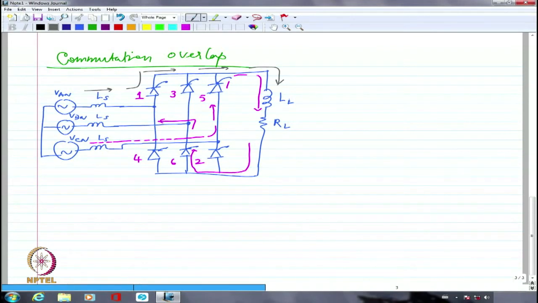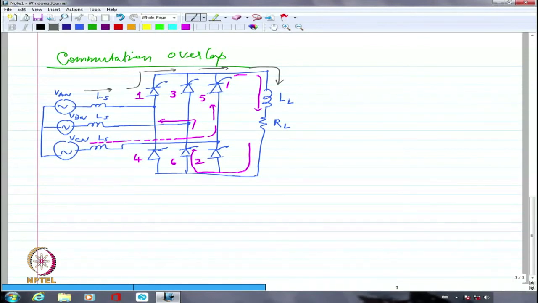Right? So commutation overlap will come into picture only under a couple of situations. The major one is source inductance has to be there. If source inductance is not there, there is no question of commutation overlap. And the second one is the load current has to be continuous. If the load current is not continuous, who cares? The source inductance would also have given up.